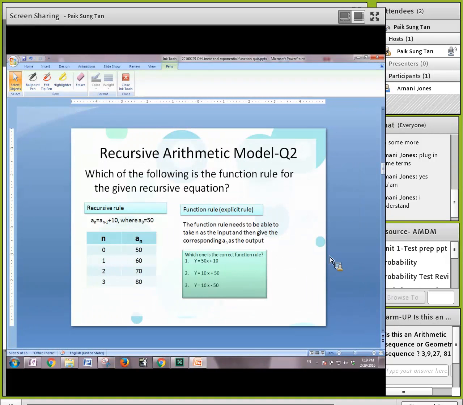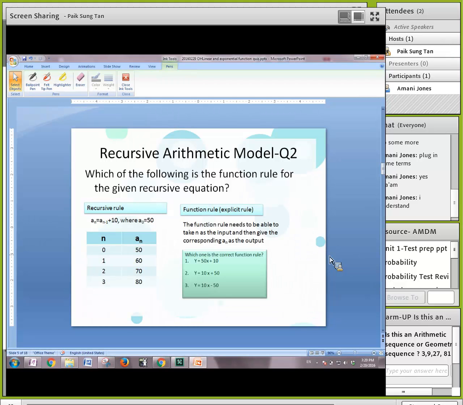So which of the following is a function rule for the given recursive equation? Another kind of question you might come across during the quiz is this kind. It gives you a recursive equation and asks you for an explicit rule, or what they call a function rule.